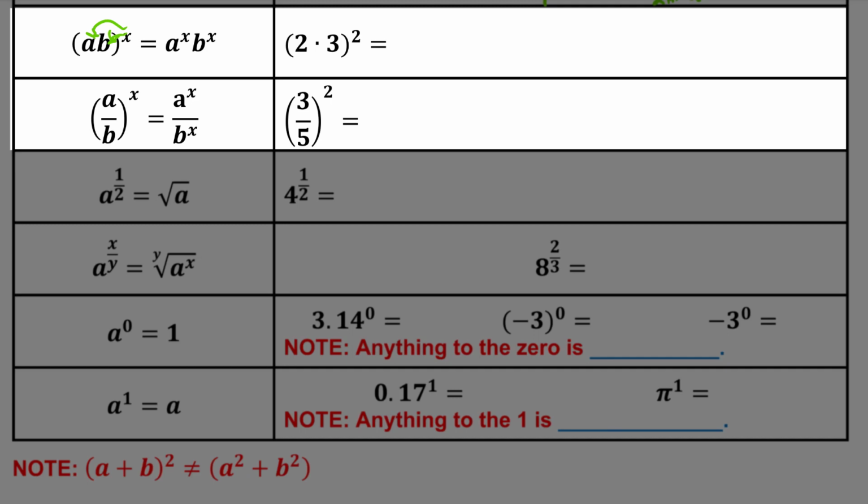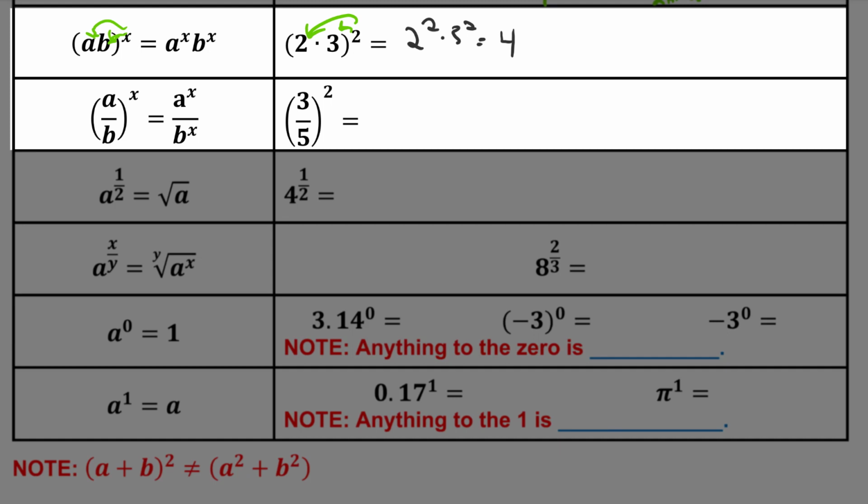So we can distribute the exponent like that. Note that this only works with multiplication. It won't work if you have a plus or minus sign in there. So if we apply this rule, we have 2 to the 2 times 3 to the 2. 2 to the 2 is 2 times 2, so that's 4.